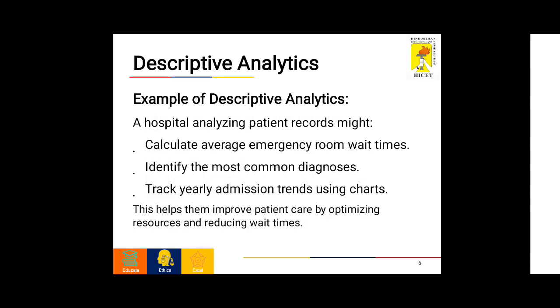Next, if you see the example of descriptive analytics, a hospital analyzing patients' records might calculate average emergency room wait times and then identify the most common diagnosis and then track yearly admission trends using charts. So this helps them improve patient care by optimizing resources and reducing wait times.